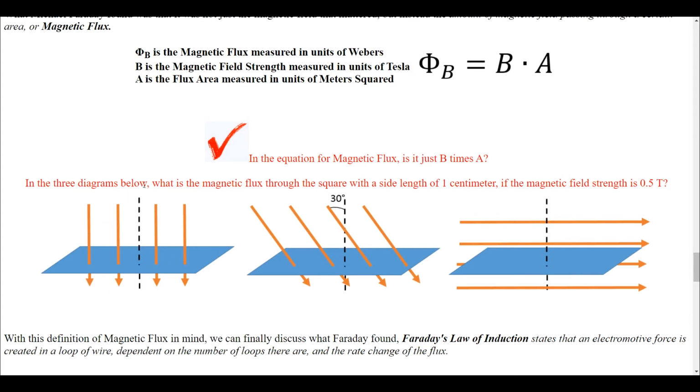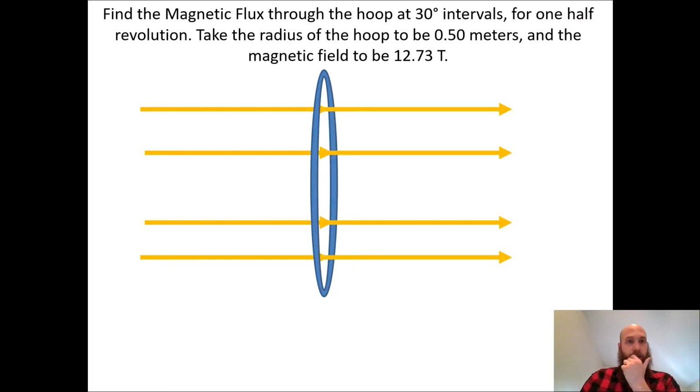So the picture on the left has maximum flux when the cosine is 0. And the picture on the right is going to have minimum flux when cosine is 90.